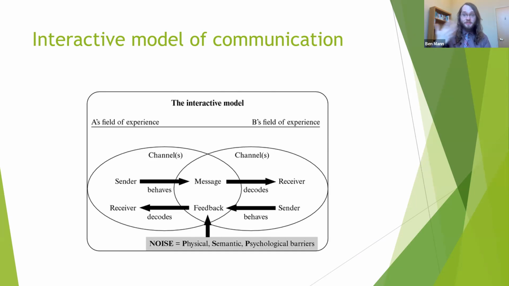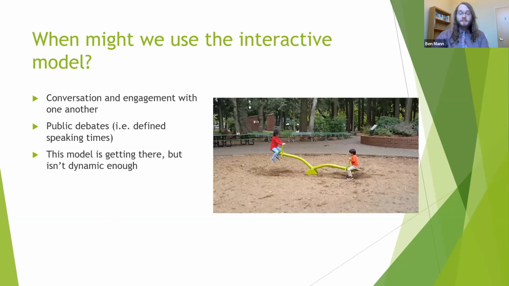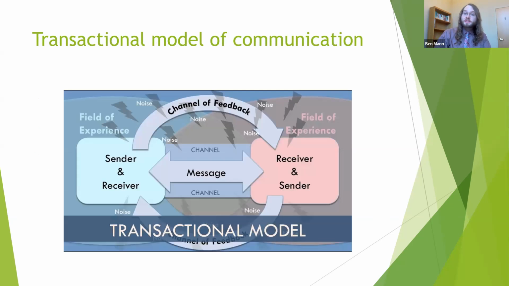Maybe you talk about a thing in your day that you didn't think was very interesting, but they're really fascinated by it. And that gets talked about a little bit more. So the interactive model can help us to understand and engage with that. The interactive model is kind of like a seesaw, right? We go back and forth between sender and receiver as we're trying to make sense of a message. Something like a public debate could be an example of that too. It's still, though, not super dynamic. So lastly, we have what we consider to be the transactional model.